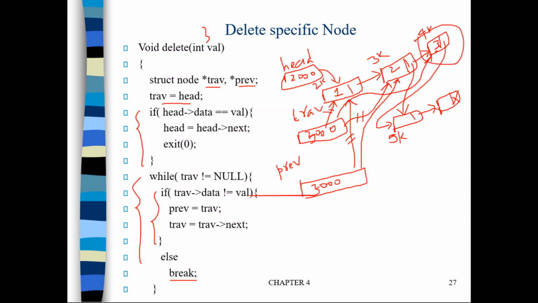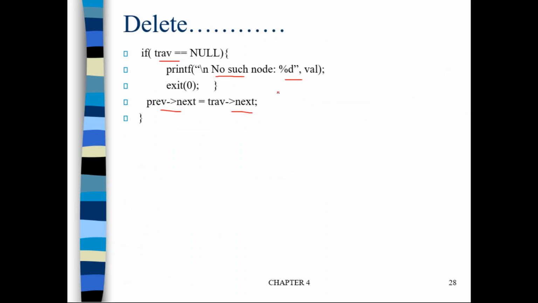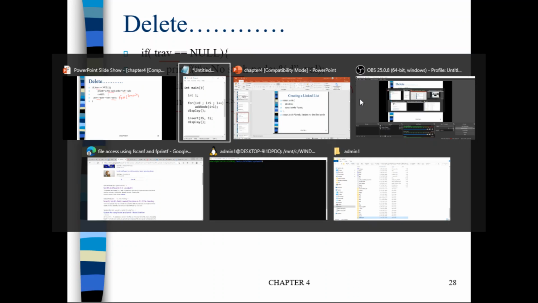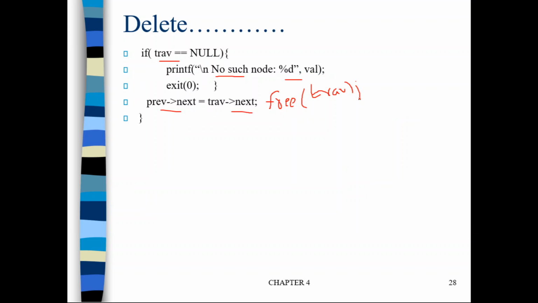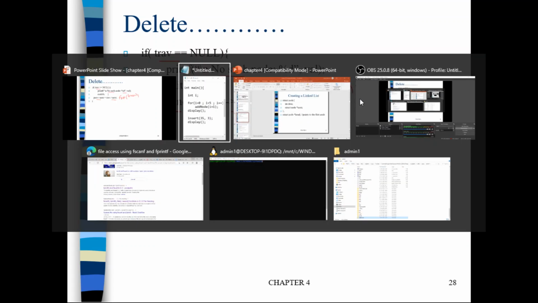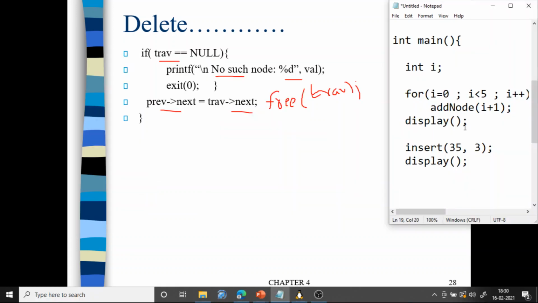Now we can also write here, after this, free of traverse, which means the operating system will reclaim that space. So this is how we can delete a particular node from the linked list. For example, you can see here, where is the notepad? Yeah, so now for deletion I can just write here.